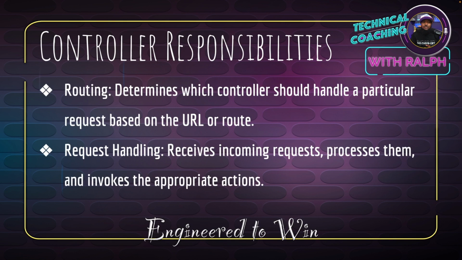What are the responsibilities of controllers, right? So, routing: it determines which controller should handle a particular request based on the URL or route, depending on where you're from. Request handling: it receives incoming requests, then processes them and invokes the appropriate action. Right, so that's what the controller does.